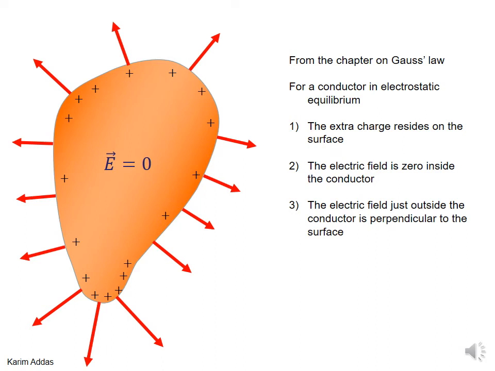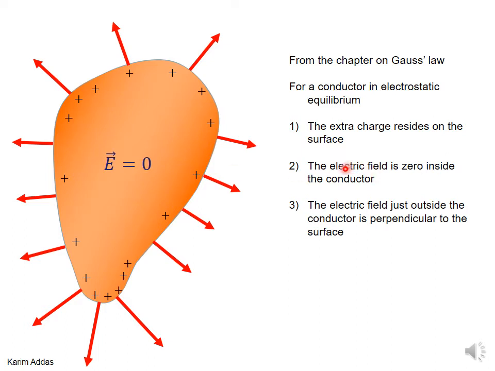In these slides, we want to discuss what happens with the potential for a conductor in equilibrium. So first, let's review a few properties of conductors in equilibrium. Number one, the extra charge resides on the surface. If you put extra charge on a conductor, in this case you're taking negative charges out, then the positive charge remaining has to be at the surface.